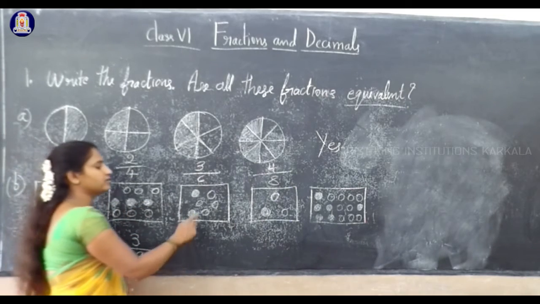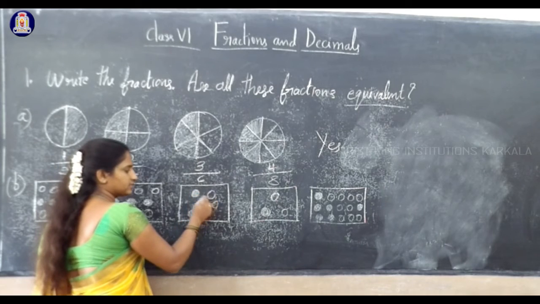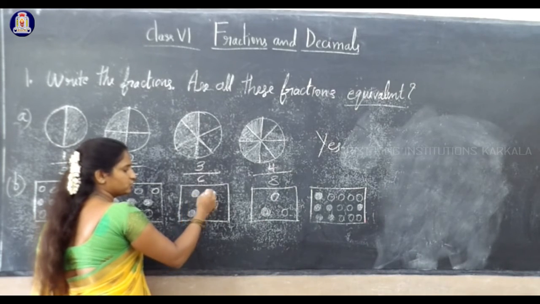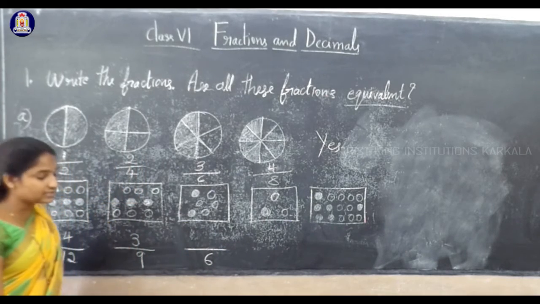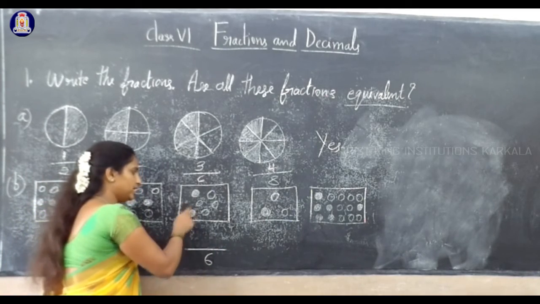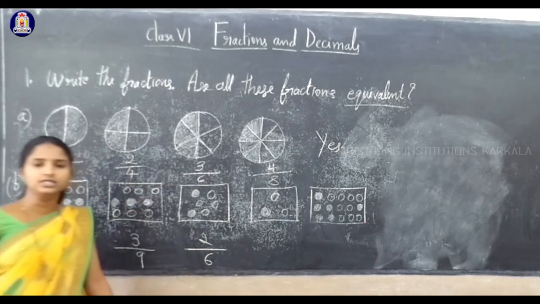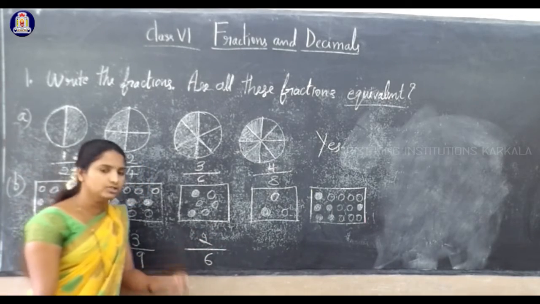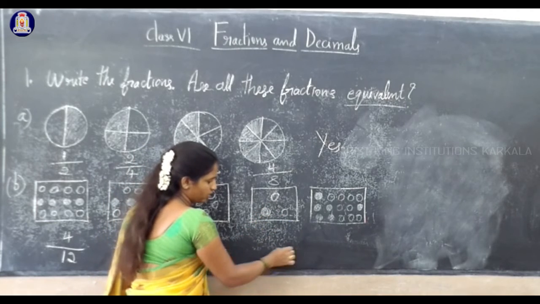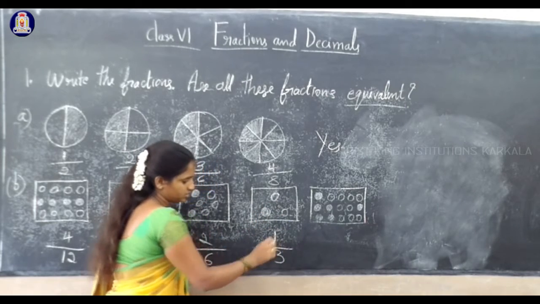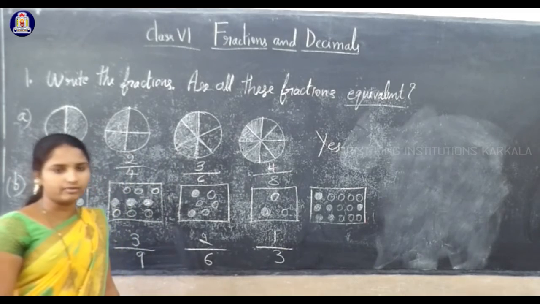Next, the next figure also has a square with circles. 1, 2, 3, 4, 5, 6. Total 6. Out of these, how many circles are shaded? Only 2 circles are shaded. The answer is 2 by 6. Next, 1, 2, 3. So out of 3, only 1 part is shaded. So the answer is 1 by 3.